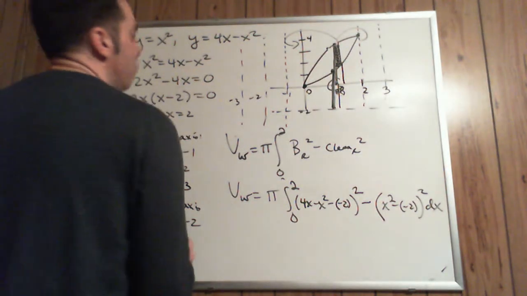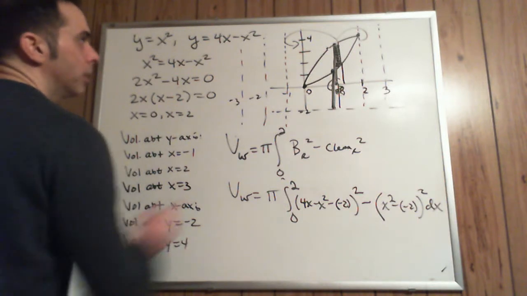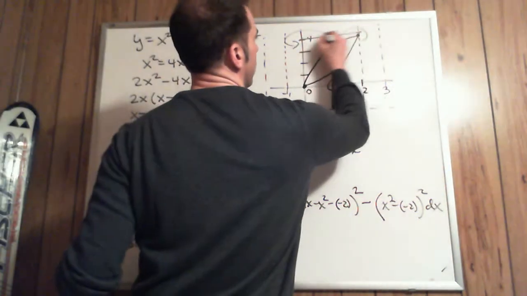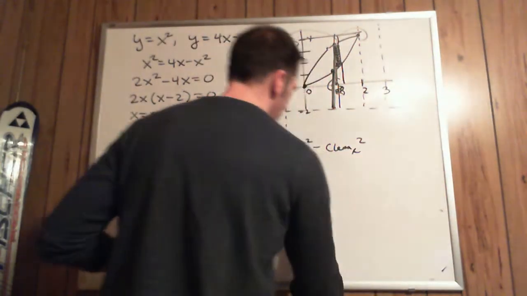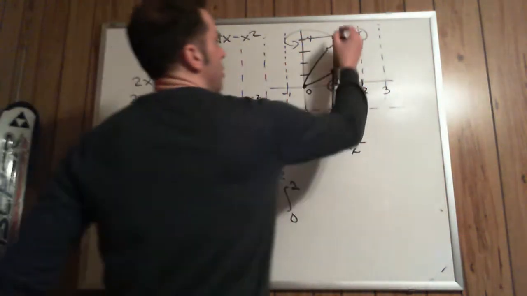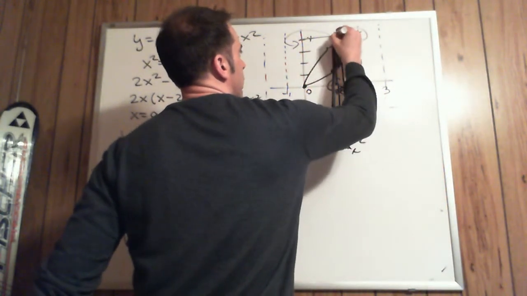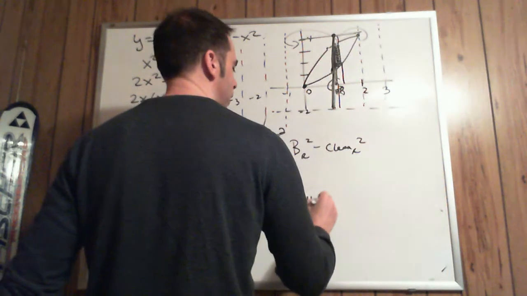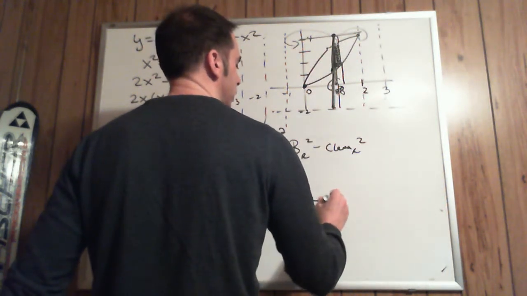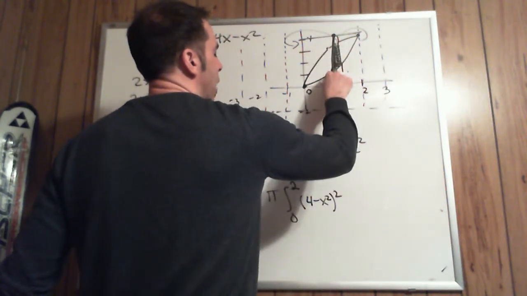And if we had it about the line y equals 4, then that would be up here. Draw it right up against it. And again, it would be volume by washer. But this time, the length of the whole rectangle from here to here would be top minus bottom. So it would be 4 minus x squared, squared. The top is 4. The bottom is x squared.